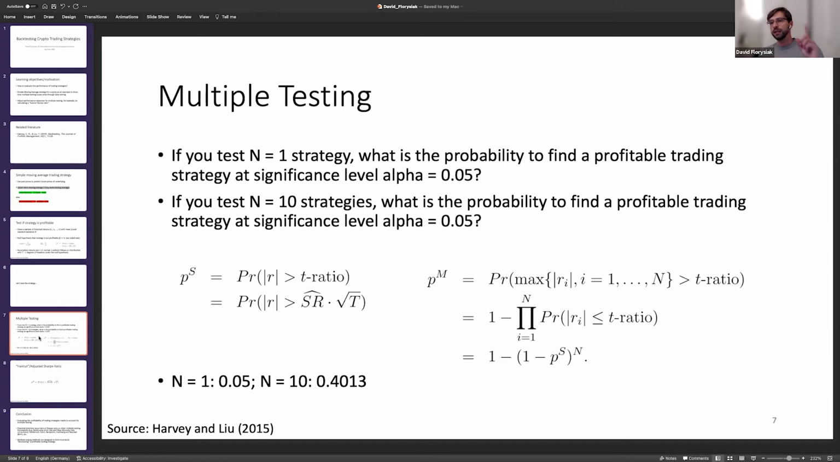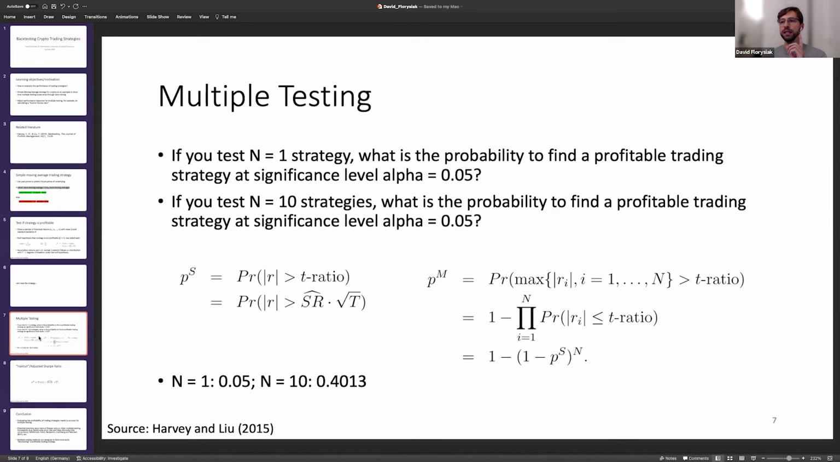If you test one strategy, that was the example that we did in the beginning, just one strategy with these parameters, 40 and 160, statistically speaking, what is the probability that we are going to find a profitable trading strategy if we set a significance level of 5%? You can show that this is actually 5%. So in 5% of all the cases, we should find a profitable trading strategy.